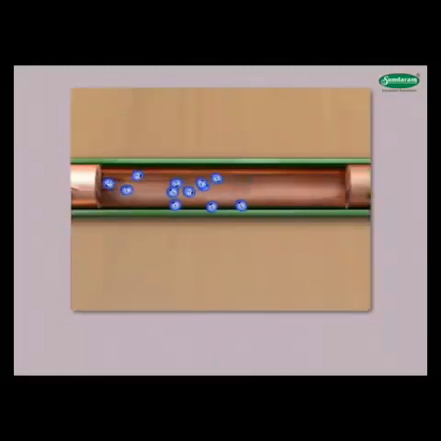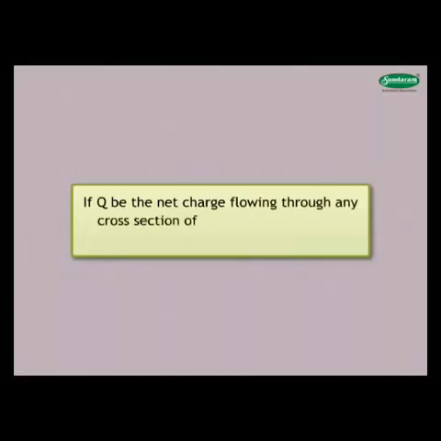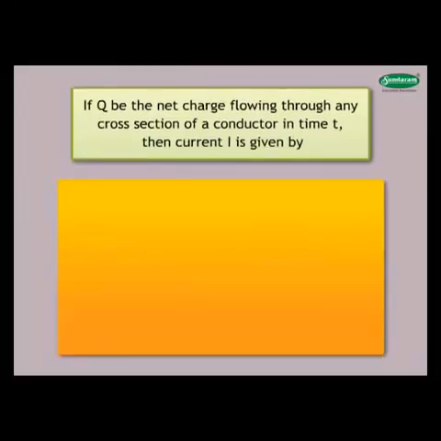The electrons in the conductor move with a certain average drift speed. Actually, the drift speed of electrons for a typical copper wire carrying a small current is found to be very small. If Q be the net charge flowing through any cross-section of a conductor in time t, then current I is given by I = Q/t.